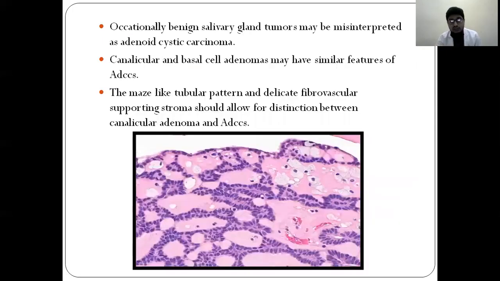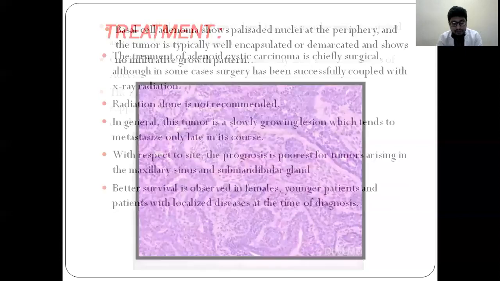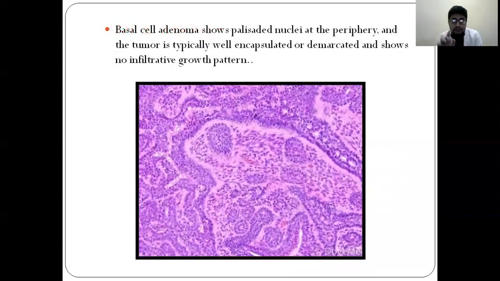Some benign lesions will also sometimes mimic adenoid cystic carcinoma, for example, canalicular adenoma and basal cell adenoma. The maze-like cellular arrangement I mentioned in the picture is not seen in adenoid cystic carcinoma, only in canalicular adenoma. And this is the basal cell adenoma. It shows palisading nuclei at the periphery, and the tumor is typically well encapsulated or demarcated and shows no infiltrative growth pattern as seen in adenoid cystic carcinoma.